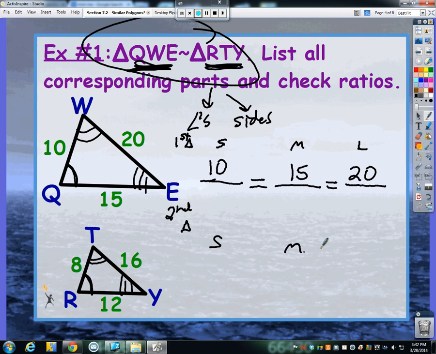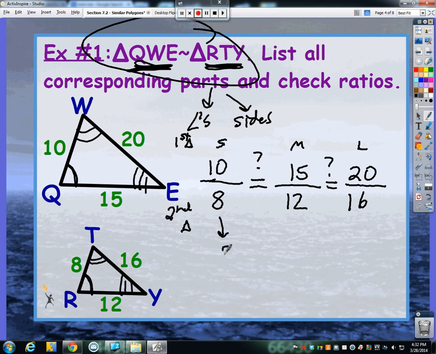And again, I'm going to go small, medium, large. So the smallest side of my second triangle, which happens to be my smaller one, is 8. The medium is 12. And the largest is 16. This is what I need to check. Okay? Is it true that all 3 of these ratios are congruent? That they are proportional?